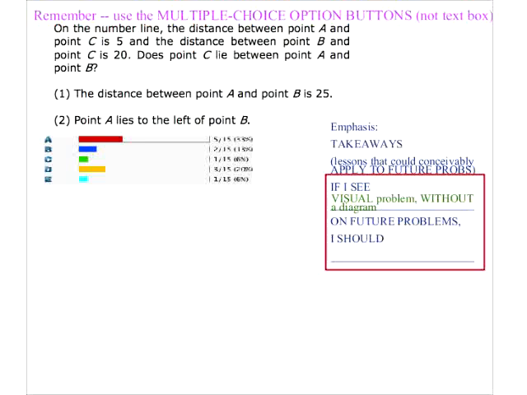You guys are getting okay. Suzanne Chu is saying it. With all possible scenarios. In other words, yeah, this is the big deal. If I see a visual problem without a diagram, I should be aware that there could be multiple situations.